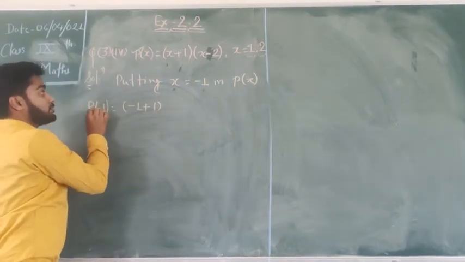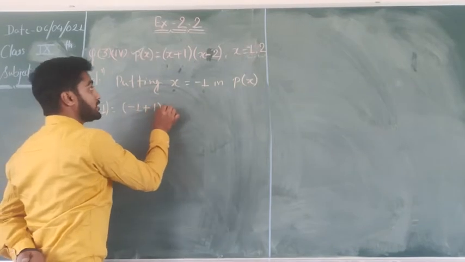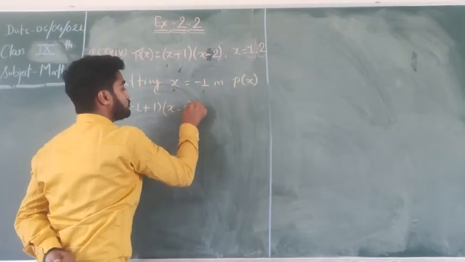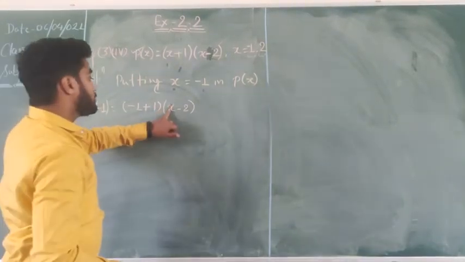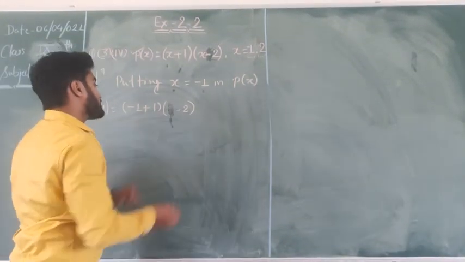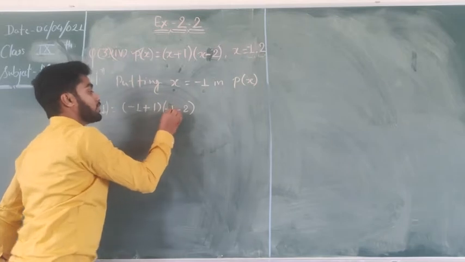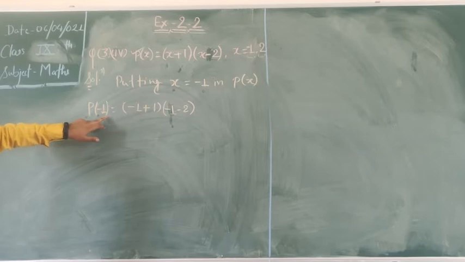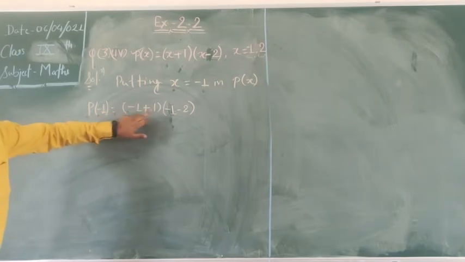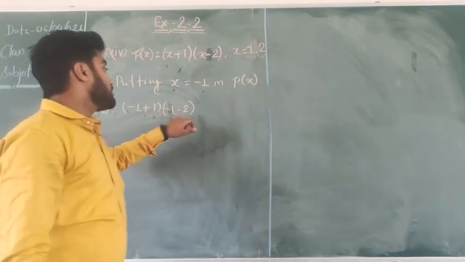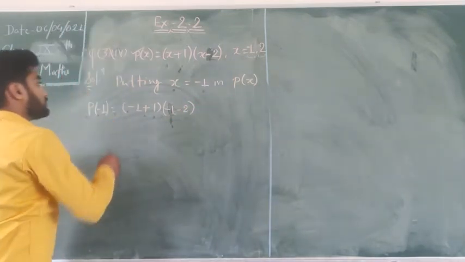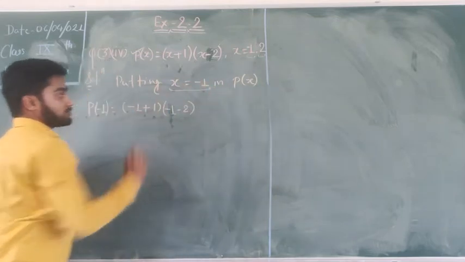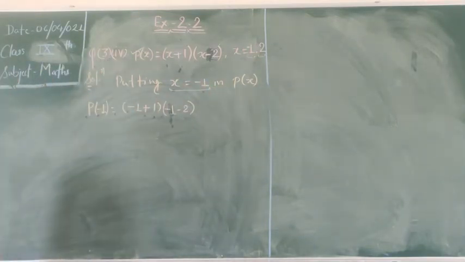Sorry, in the place of x we have to put -1. So I have written there -1. p of -1 equals (-1 plus 1) in bracket, (-1 minus 2). That means I have written -1 in every place of x.